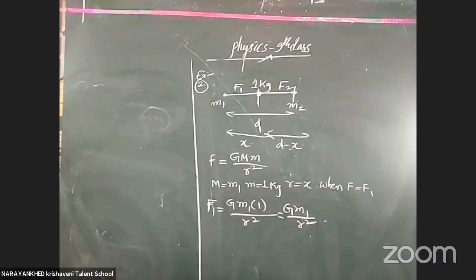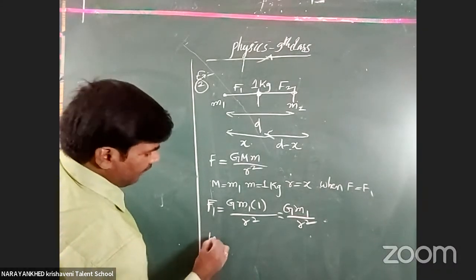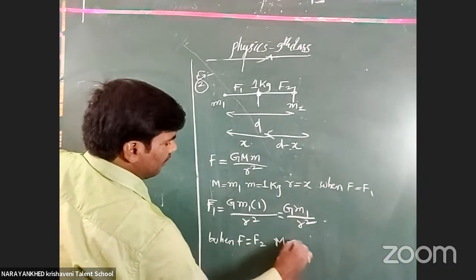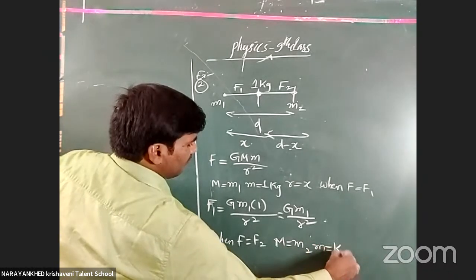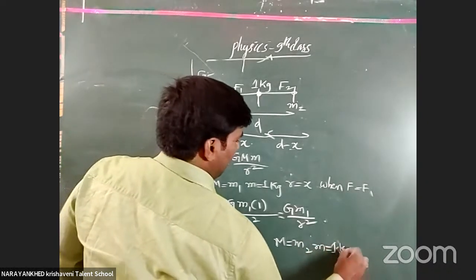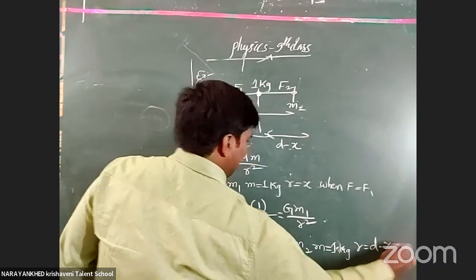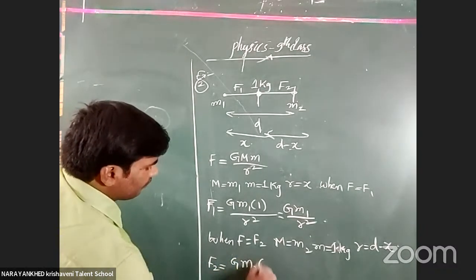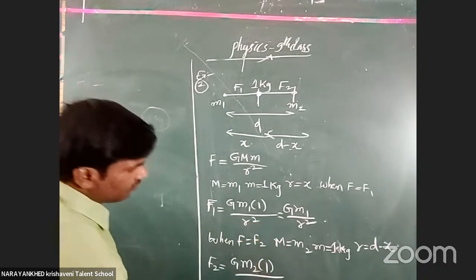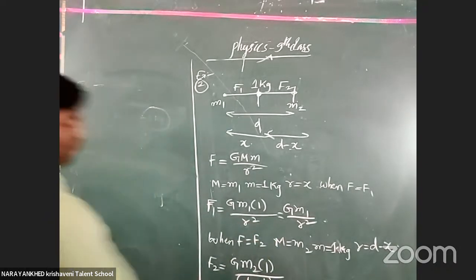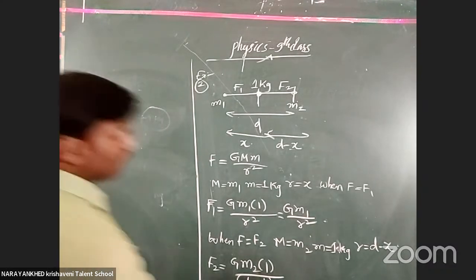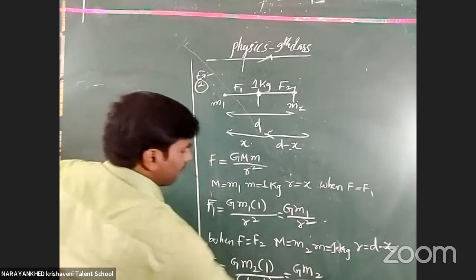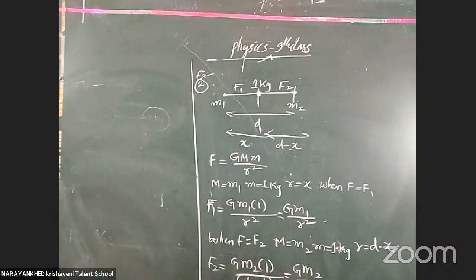Next, F2. When F is F2, M is M2, small m is 1 kg, and r is D minus x. Now F2 equals G into M2 into 1 by r square. What is r here? D minus x whole square. So F2 equals G M2 by (D minus x) whole square. Got it? This is F2.